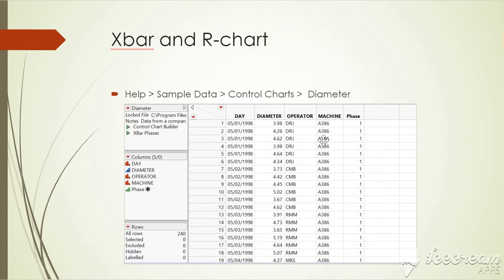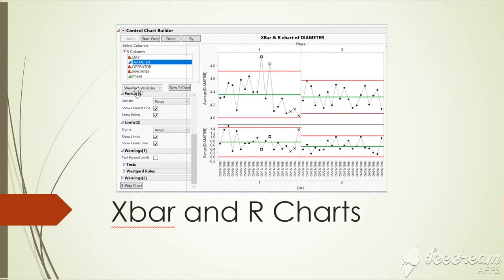Actually, it's the same process for this machine through different phases, and we're going to build a chart to see what variations we have in our diameter, and we want to see if we're staying in control or not, and we'll talk a little bit more about what that means later. So it will take you to a very simple control chart builder, and then it will help you produce these different charts that we have.